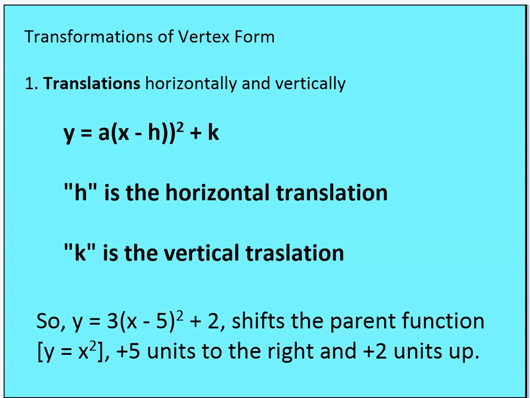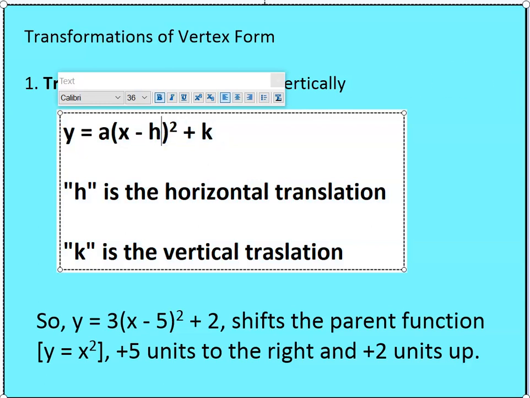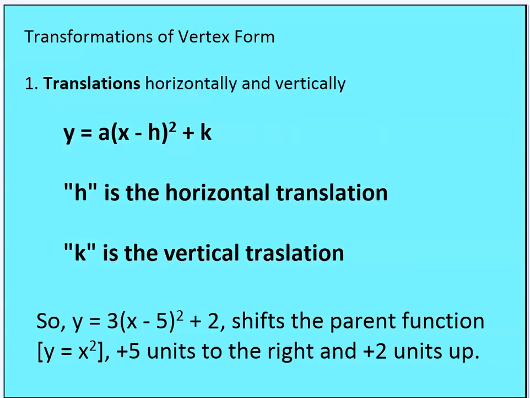All right, so let's talk about translations. In the last chapter, we talked about how to create the transformational form of a quadratic. It's basically vertex form, so you should be somewhat familiar with this. So I have my translated or transformational form, or vertex form, of a quadratic: y equals a times (x minus h) squared plus k, where h is the horizontal translation and k is the vertical translation.